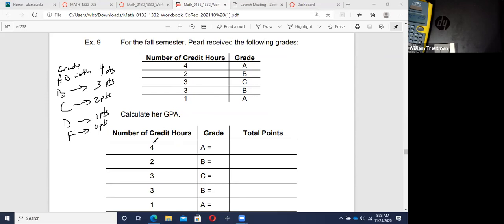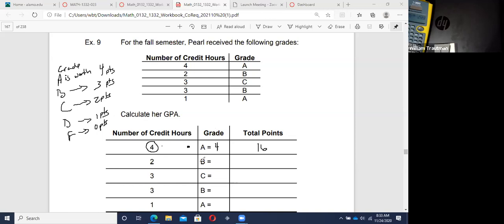So this is the credit hours of the class. How many credit hours is the class? Let's say I got a 4 credit hour class, and I get an A. An A is worth 4 points. The number of credits times the grade. You multiply these two together. 4 times 4 is 16 points total.